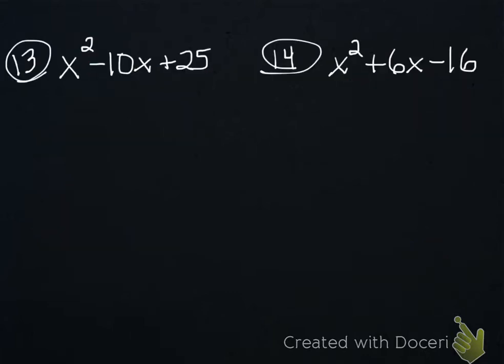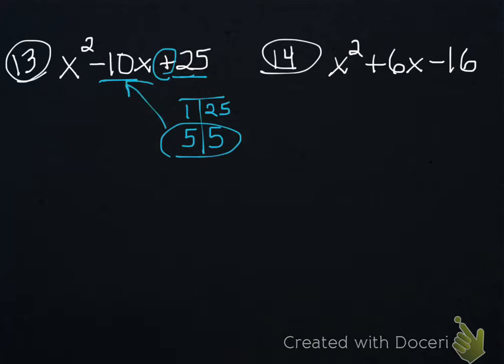Number 13. What is the constant? 25. Well, what multiplies to give us 25? 1 and 25, 5 times 5. The 25 is positive, so I need my terms to add to give me 10. Which pair adds to give me 10? 5 plus 5 adds to give me 10. So I write my binomials. X is in the front, 5's at the end.